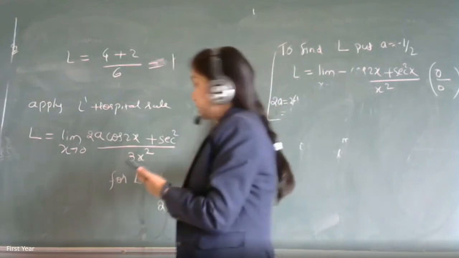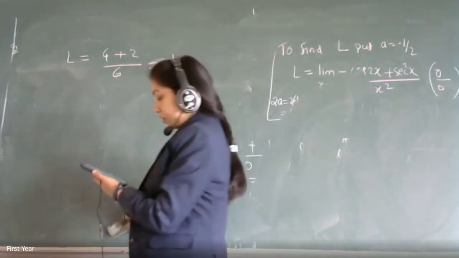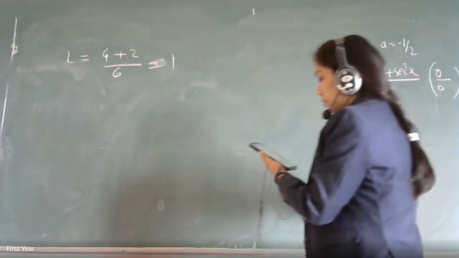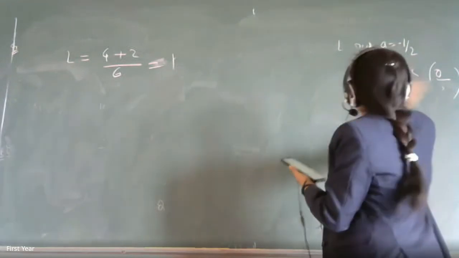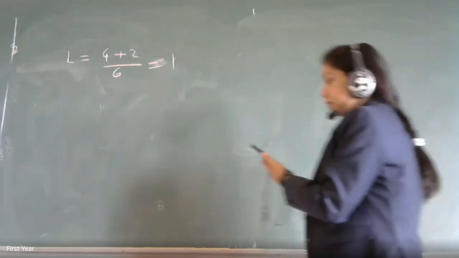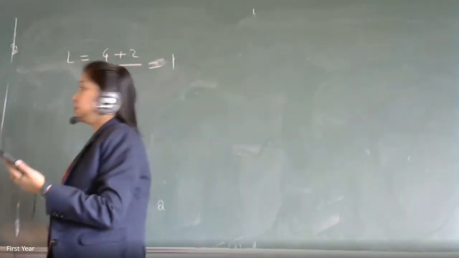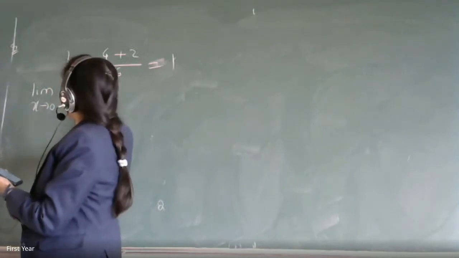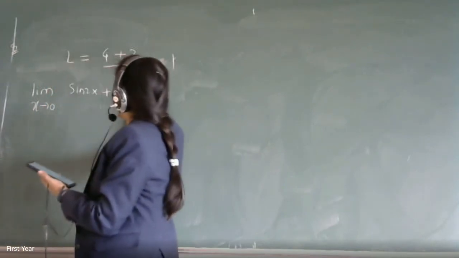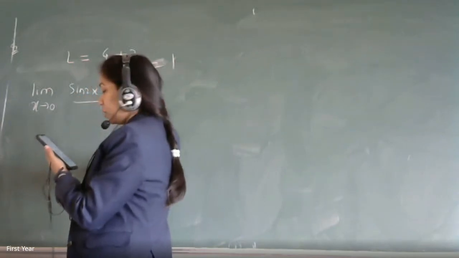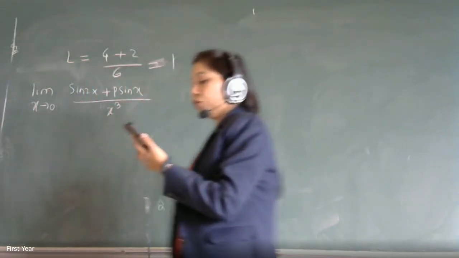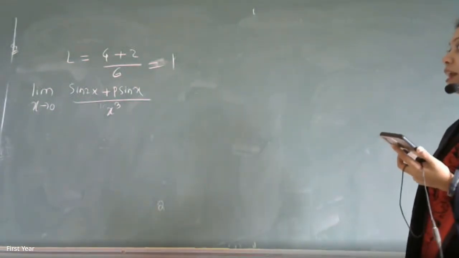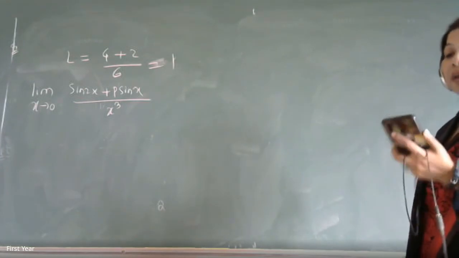Find the value of P such that limit as x tends to 0 sin 2x plus P sin x, इसी टाइप का है. Was it the same one? Limit x tends to 0 sin 2x plus P sin x divided by x cube is finite, and hence find the value of limit also.